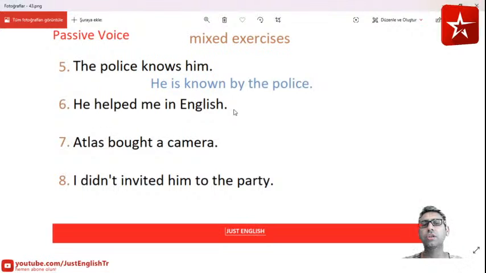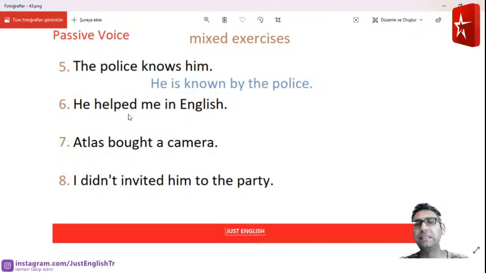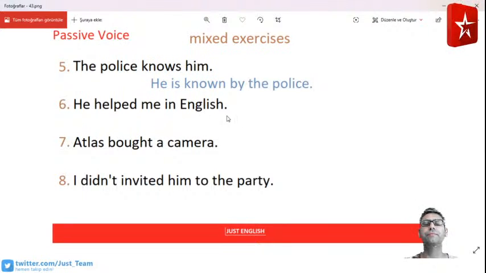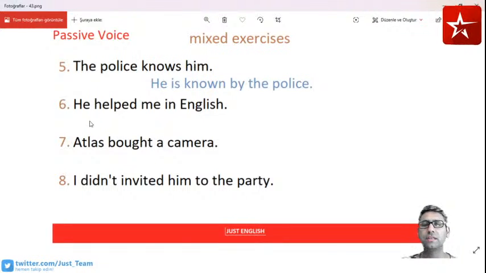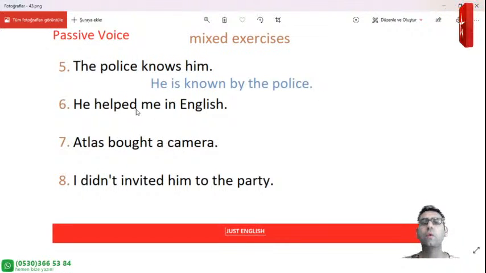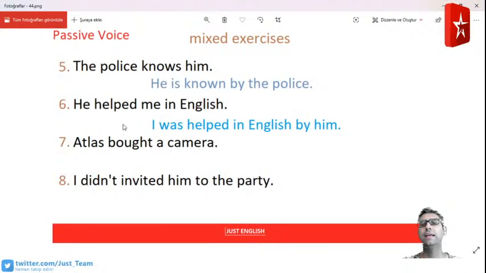He helped me in English. Not he helped me, right? That's wrong. He helped me in English. So, again, in this example, that's me, okay? So I write it as I, and I need to check the tense here. What is the tense of this sentence? That's past simple. That is correct. So I was helped in English by him. So that is past simple.